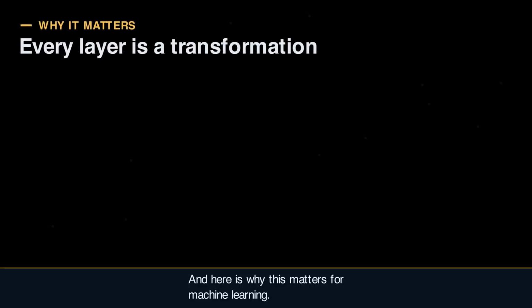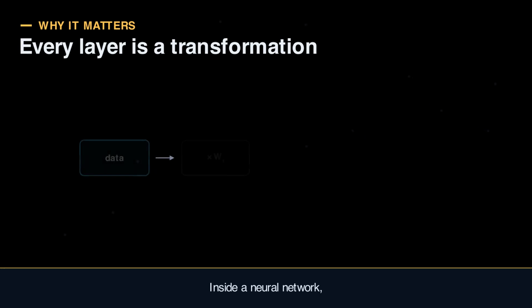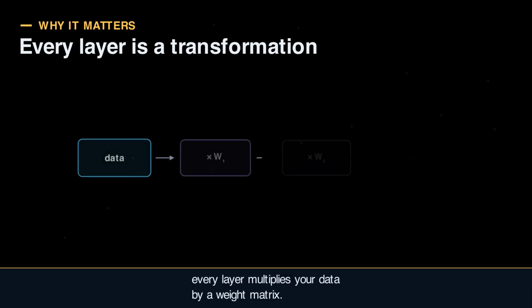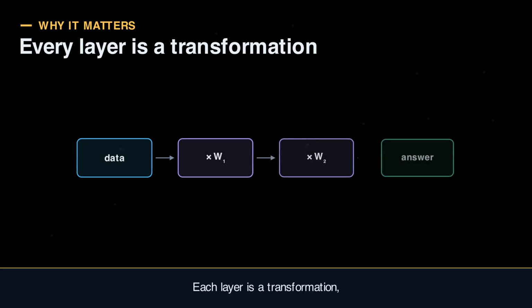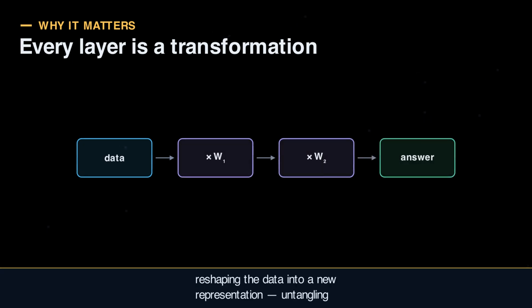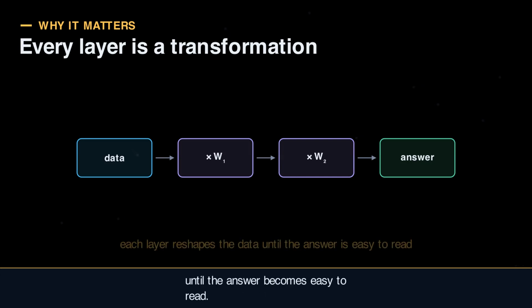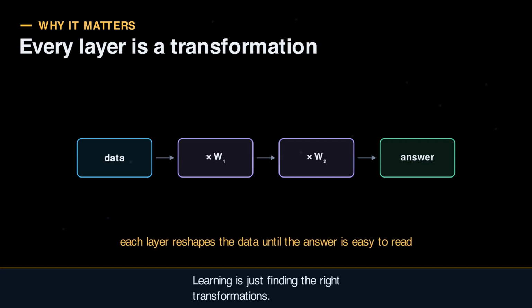And here is why this matters for machine learning. Inside a neural network, every layer multiplies your data by a weight matrix. Each layer is a transformation, reshaping the data into a new representation, untangling it, stretching it, until the answer becomes easy to read. Learning is just finding the right transformations.